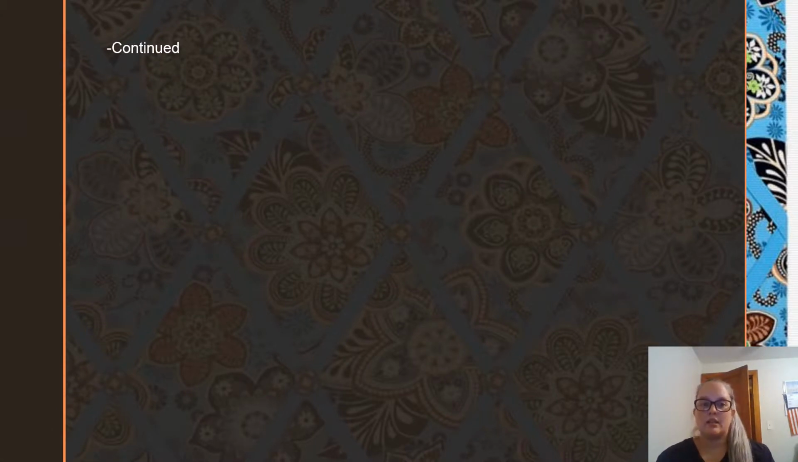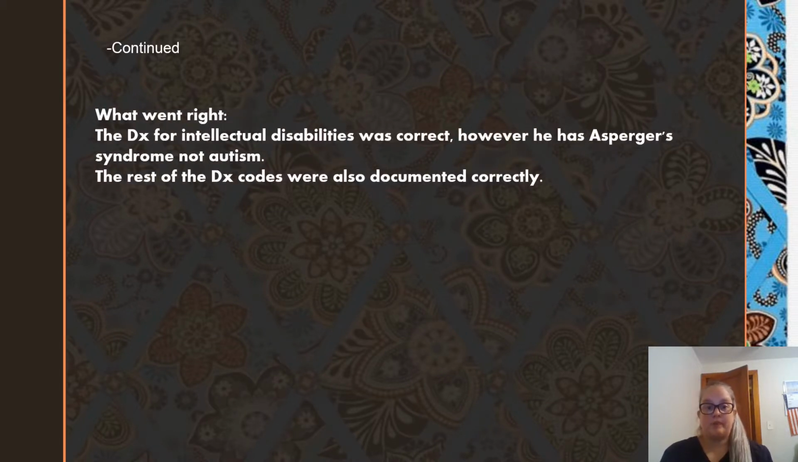Okay, I'd like to take a second and talk about what went right with this chart. First off, the diagnosis code for intellectual disabilities was correct. However, he had Asperger's syndrome, not autism. And the rest of the diagnosis codes seemed to be listed correctly.